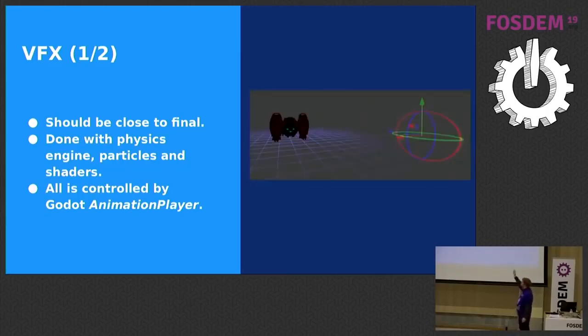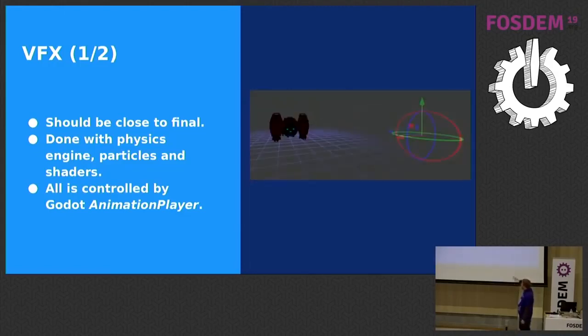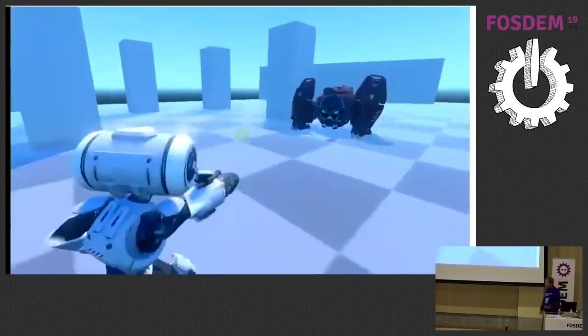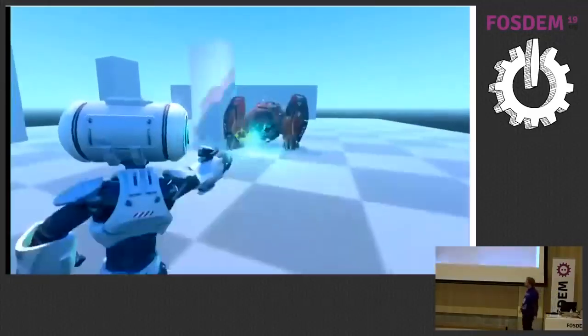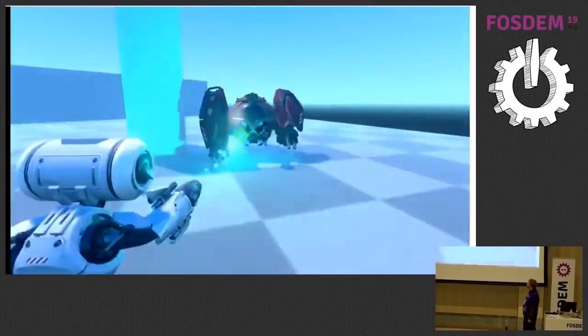So this is a combination of particles and physics and shaders that change parameters, all controlled by an animation. Like this shooting effect is done from there. You can see a battle here, how the battle looks. Sorry again for this. So this is an interaction.